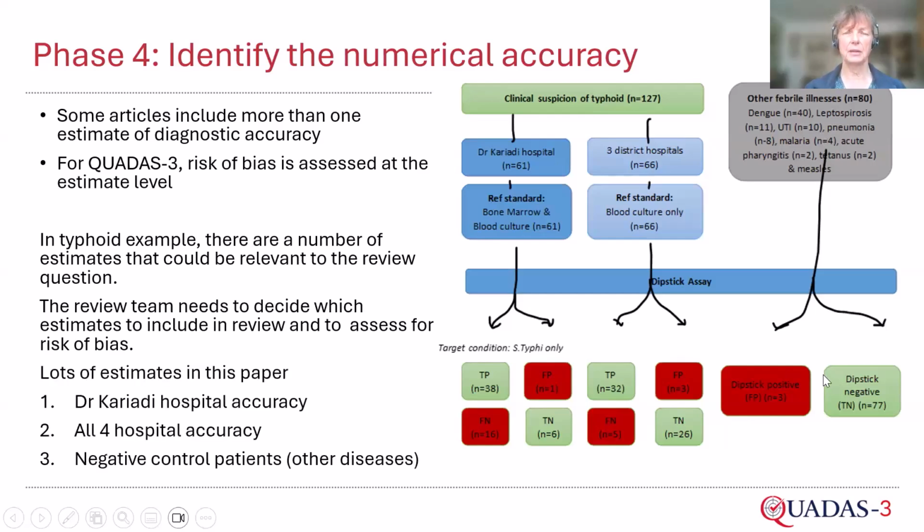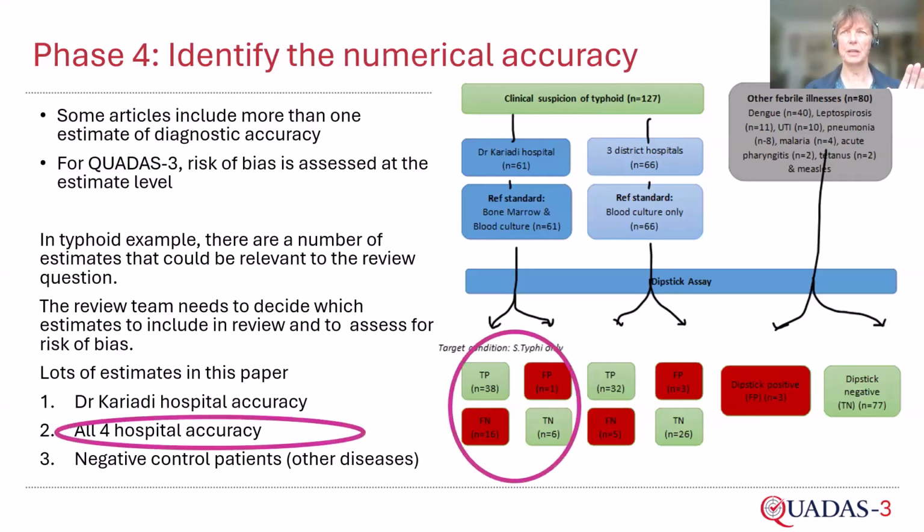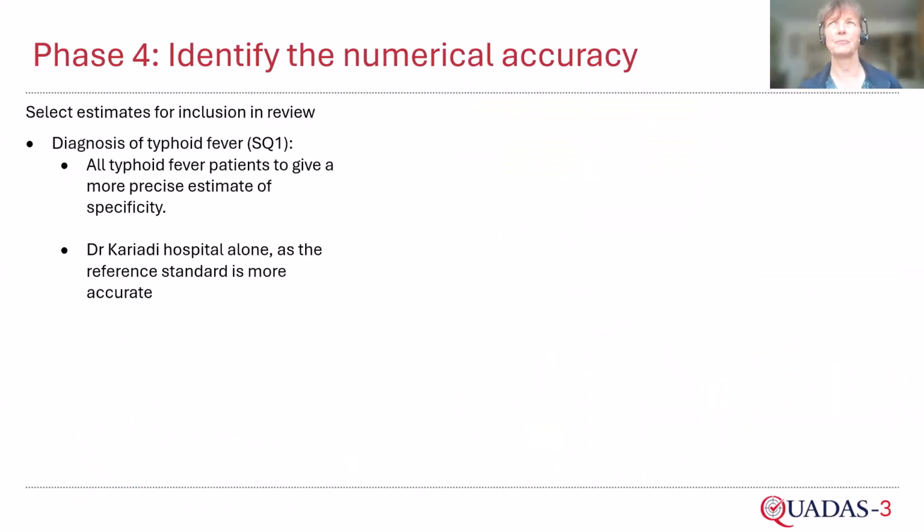Okay, and basically, as a review team, you need to work out which estimates you're going to put in. And for advanced users of QUADAS tools, you need to have this discussion at the start of the review, ideally, what type of estimates you're going to include in the study. Okay, so I've got some bubbles here, but they're in slightly the wrong place, so I'm going to keep moving.